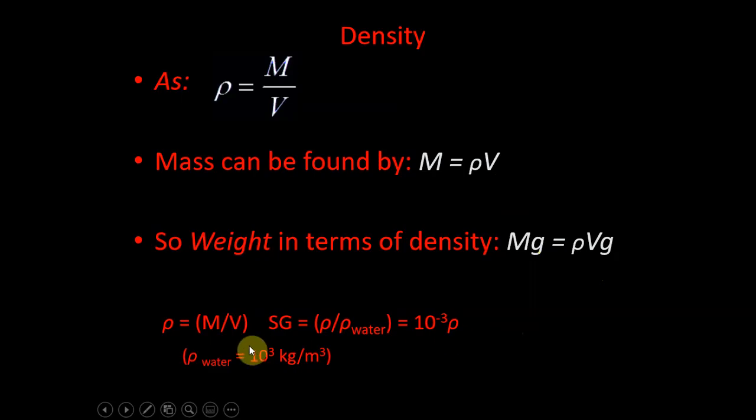Typical densities, m over v, there's something we call the specific gravity, which is a density relative to that of water. So a specific gravity here can take any value relative to water. The density of water is 10 to the 3 kilograms per cubic meter.